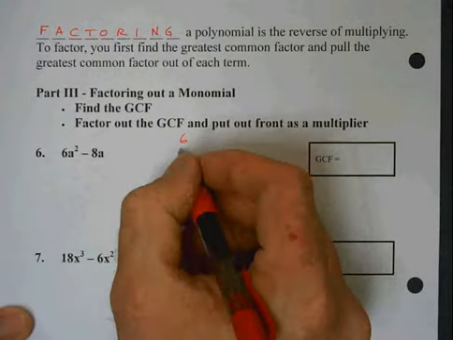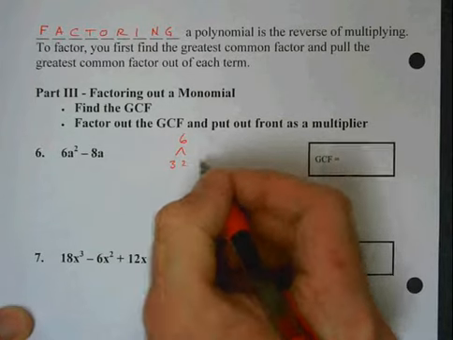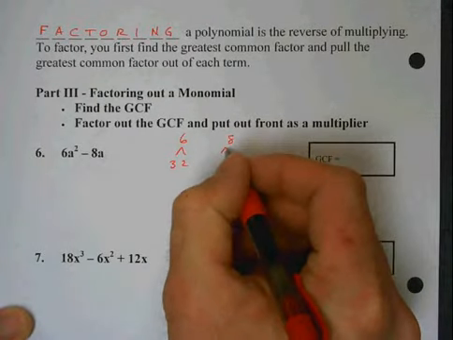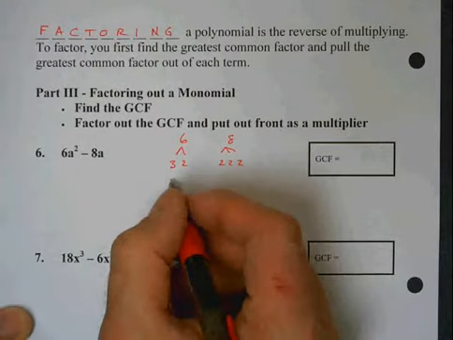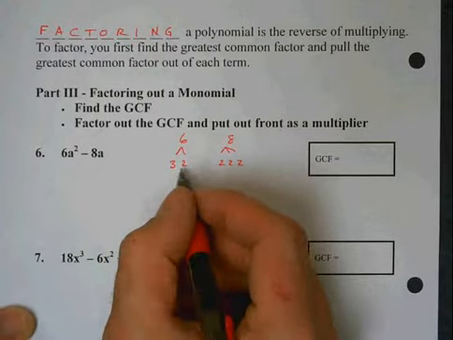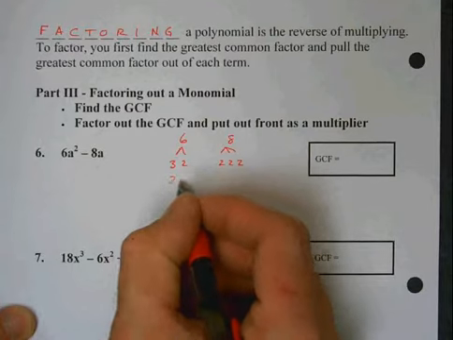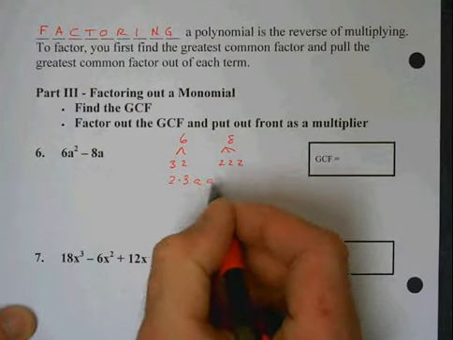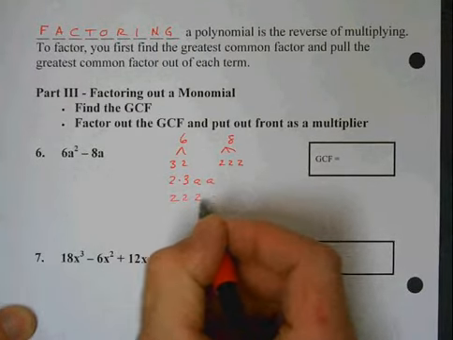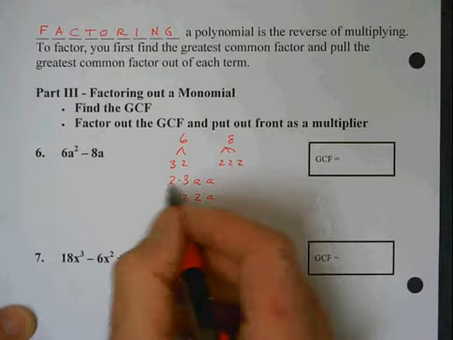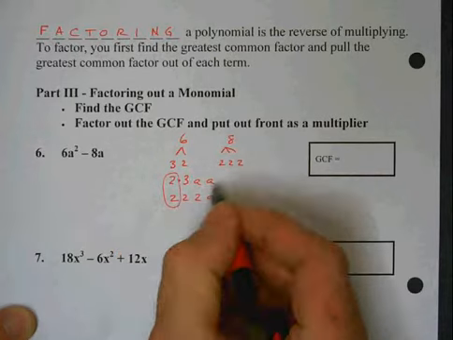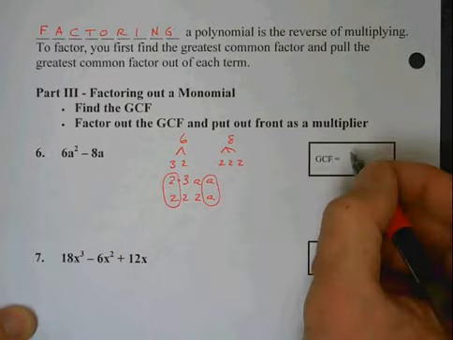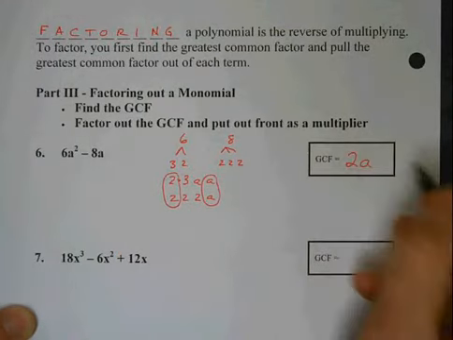Here we have 6. We're going to break that down to 3 and 2. Here we have 8. That breaks down into 2, 2, and 2. So I've got a GCF between these two of 2 times 3 times a, and 2 times 2 times 2 times a. There's my 6a squared, and there's my 8. Common factors are a 2 and a single a. So 2a is my GCF.